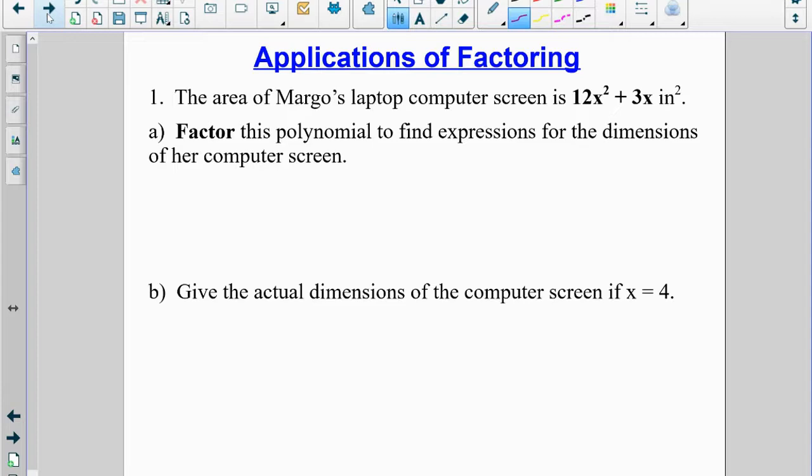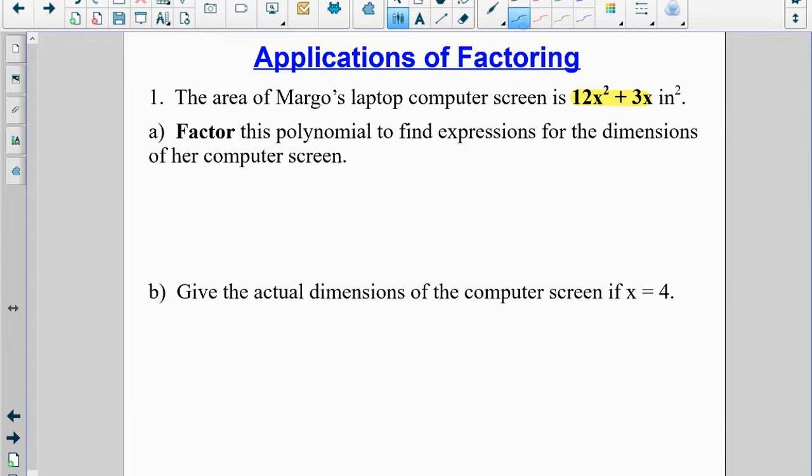All right, so here we have: the area of Margot's laptop computer screen is 12x squared plus 3x inches squared. That represents our polynomial, which came from something being multiplied together. Part A says to factor this polynomial to find the expressions for the dimensions of our computer screen. And in part B, it says to give the actual dimensions of the computer screen if x equals 4. So maybe we'll end up with a computer screen that's 8 by 12 or something like that. But that's what we're going to try to do in that last part.